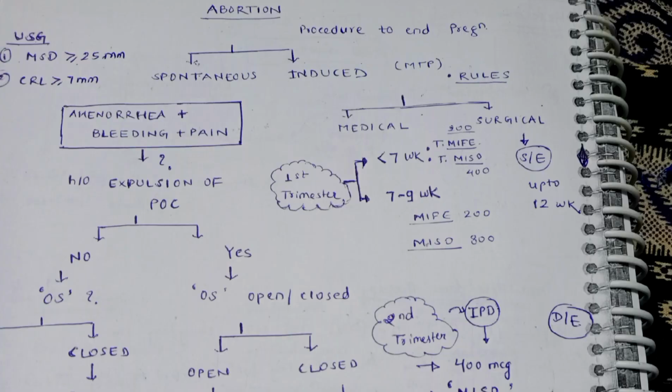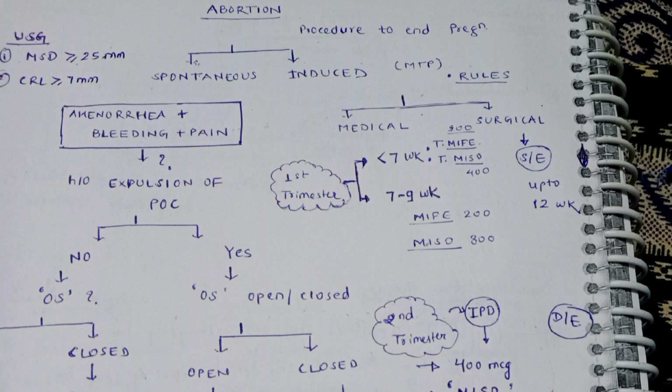In induced abortion, we also call it medical termination of pregnancy. The rules of MTP: it is legal only up to 20 weeks of period of gestation. In the case of rape, MTP can be extended to 24 weeks. In some special cases like gross congenital anomaly of the baby, MTP can be extended to more than 24 weeks also. Second, one registered medical practitioner's consent is required for MTP within 20 weeks. But after 20 weeks, two registered medical practitioners' consent is required.